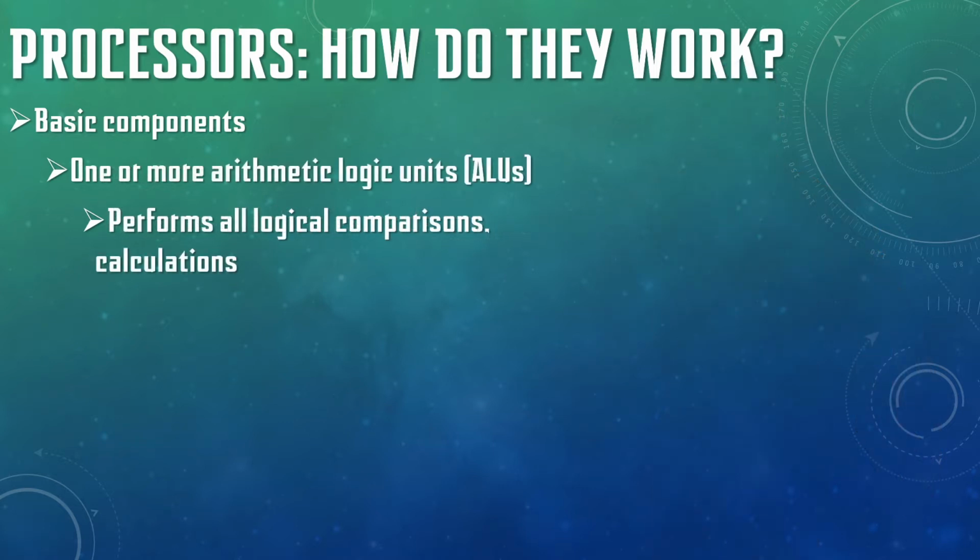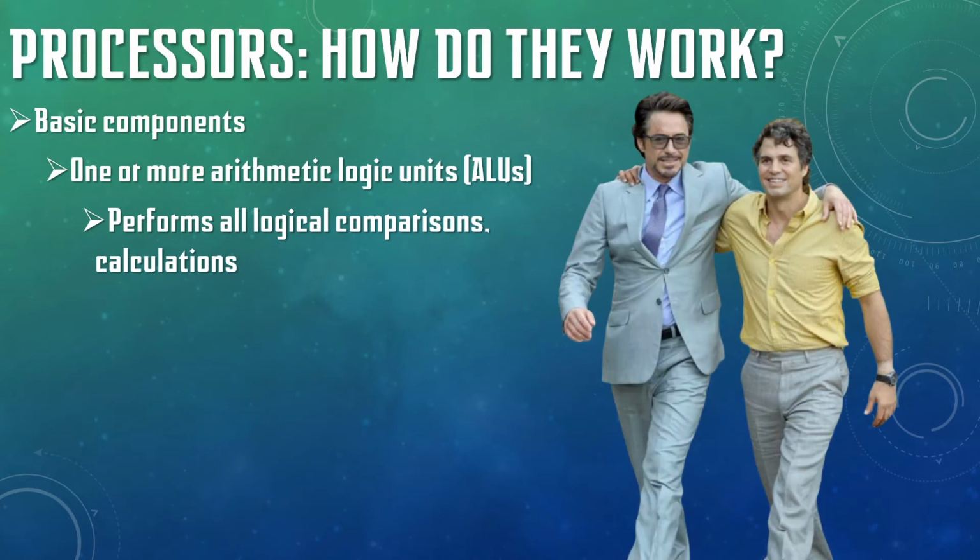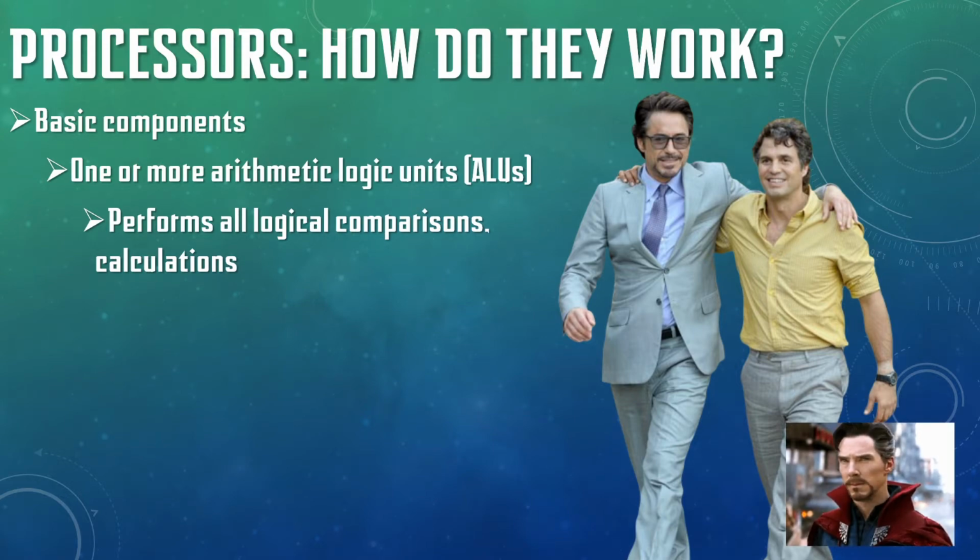Then there are the arithmetic logic units, or ALUs. Sometimes there's one, sometimes there's more than one. These perform all logical comparisons. These are the nerds that do the math. This is Tony Stark and Bruce Banner, or Shuri from Black Panther, who are math whizzes. They crunch the numbers, they produce the actual solution and give it back to the rest of the control group. Of course, there's also Doctor Strange, who would like to be included in this.